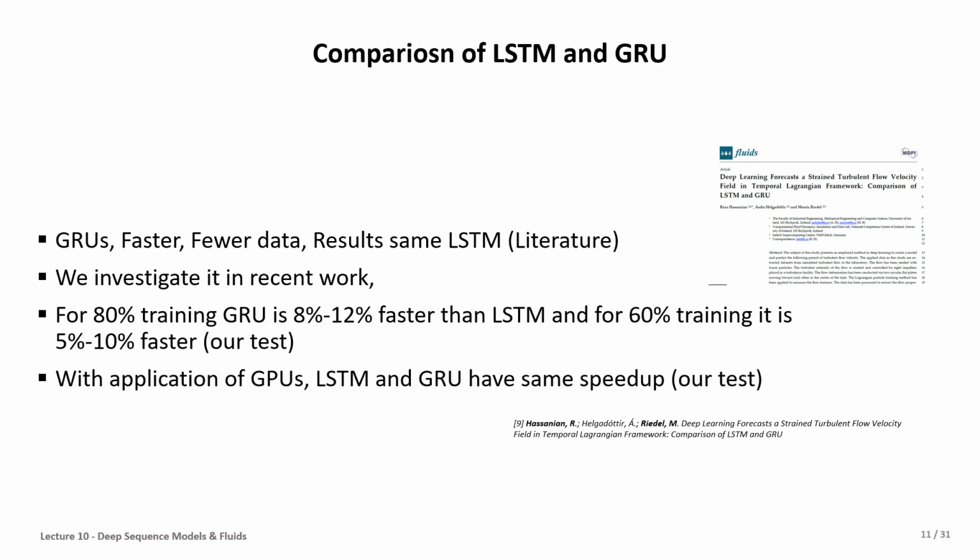For 80%, GRU was implemented 8 to 12% faster than LSTM, and with 60%, which means less training data, it performed 5 to 10% faster than the LSTM model. Then with the application of these two models, it seems GRU can provide a faster model and training.